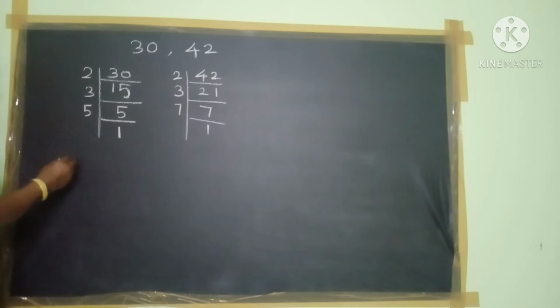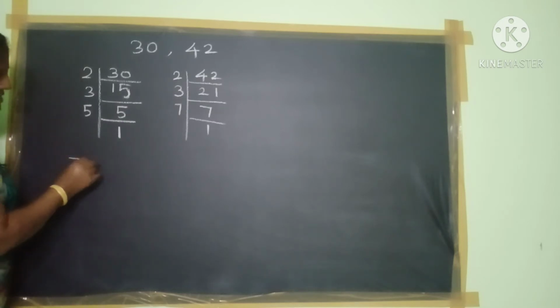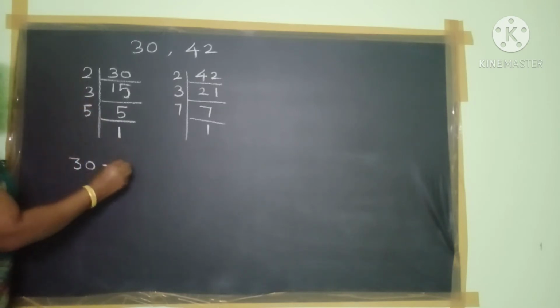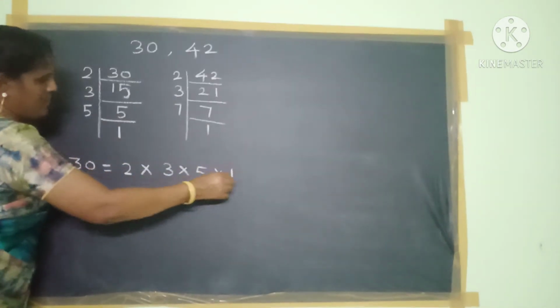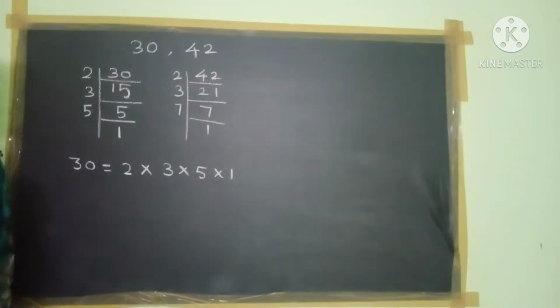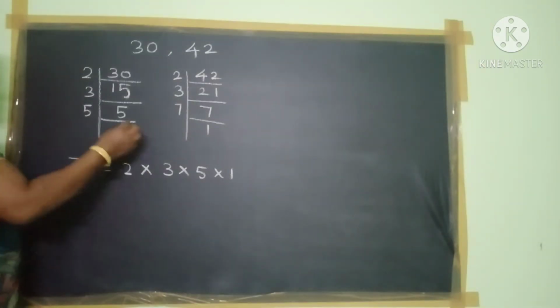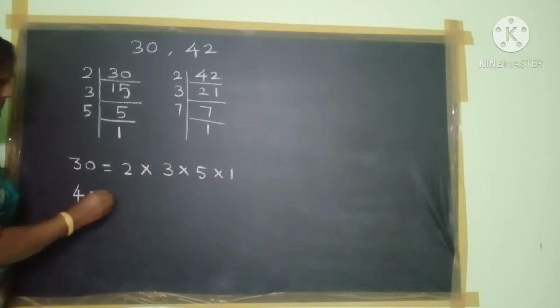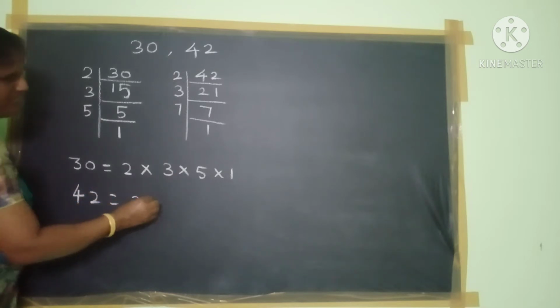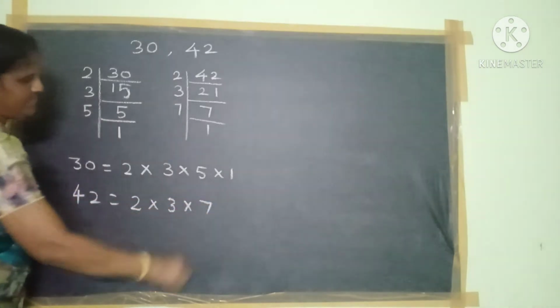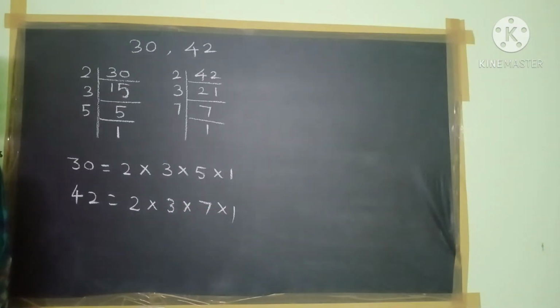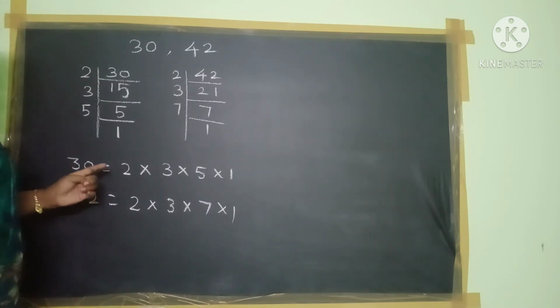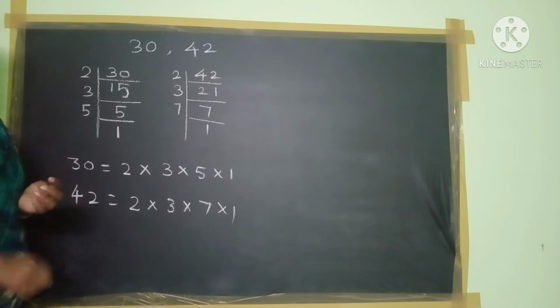Step 2, now you just write the factors for each number. In 30, 2 into 3 into 5 into 1. 1 is common, no need to write it for everyone. Next 42, 2 into 3 into 7 into 1. Yes or no, children? So among these numbers, now we are going to find out the LCM and at the same time the HCF.